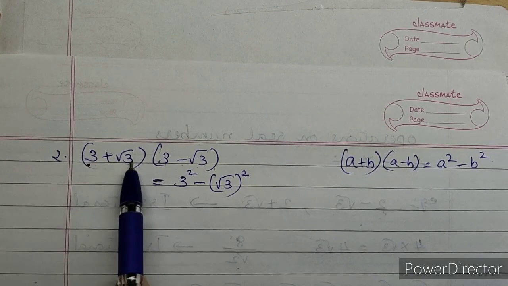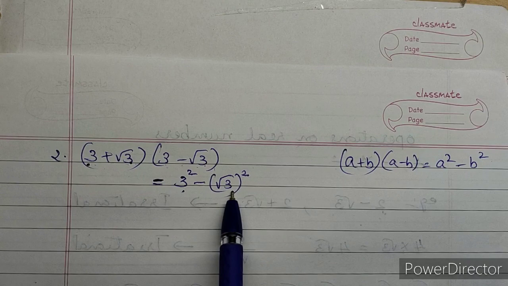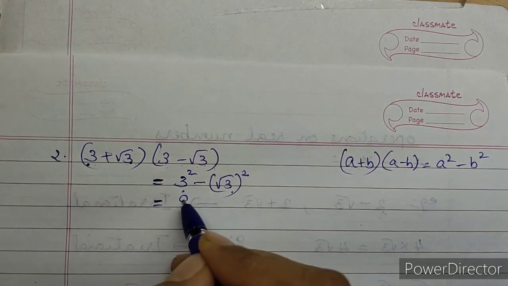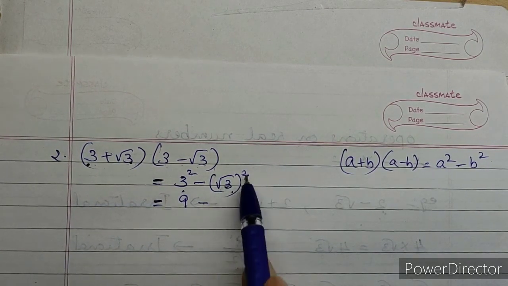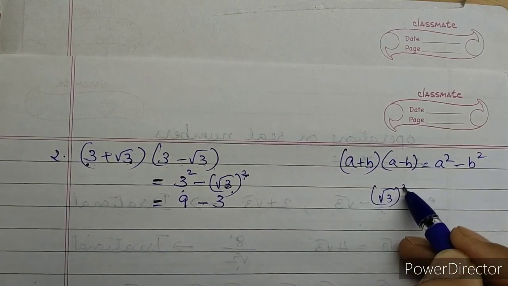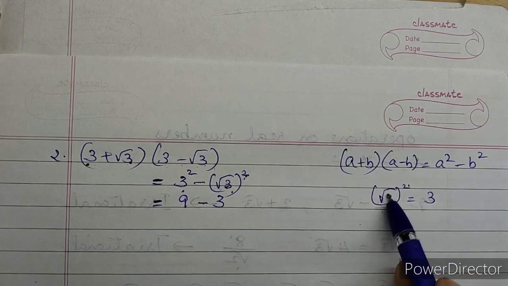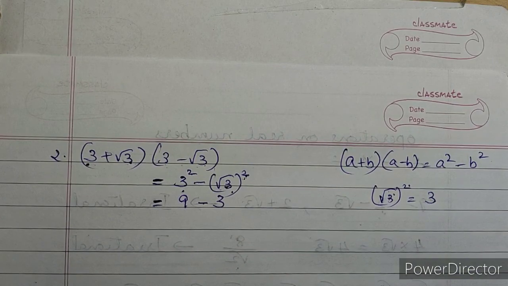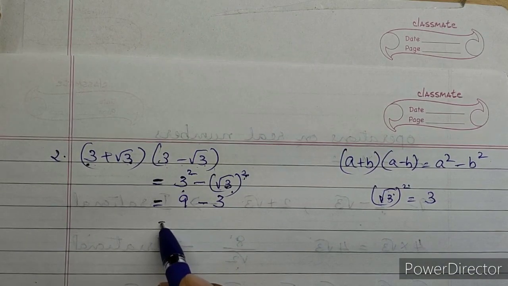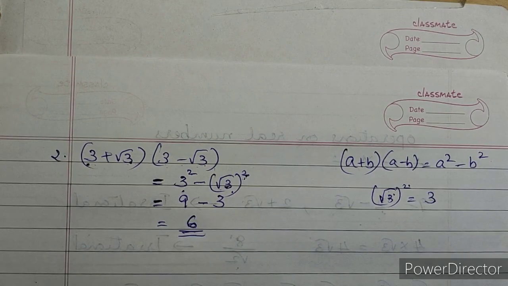So a is 3 and b is root 3. So a square means 3 square and b square means root 3 the whole square. How much is 3 square? It is 9 minus root 3 square, how much? You can remove the square root and write 3. I have already told you, if any irrational number square comes, you have to write it without square root, because root 3 whole square means it is root 9. 9 is a perfect square number, that is 3. So 9 minus 3, that is 6. So 6 is the final answer.